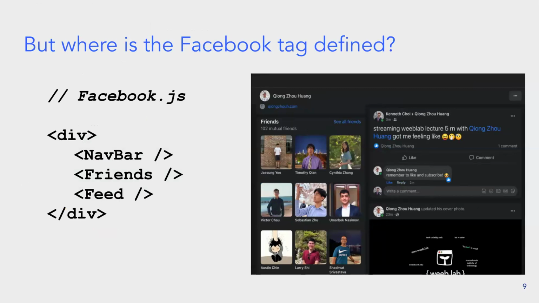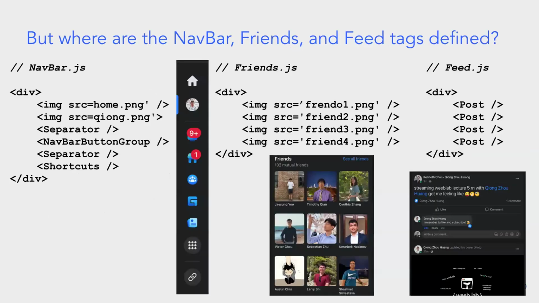Well, if we break that down, we can see that the tag can be split up into a couple of different sections. So we have navbar, which might be some navbar at the top. We have the friends area that has the display for all the friends, as well as the feed that shows all your posts. But these tags are also not really real HTML tags. These are also fake HTML tags. So how would we define these?